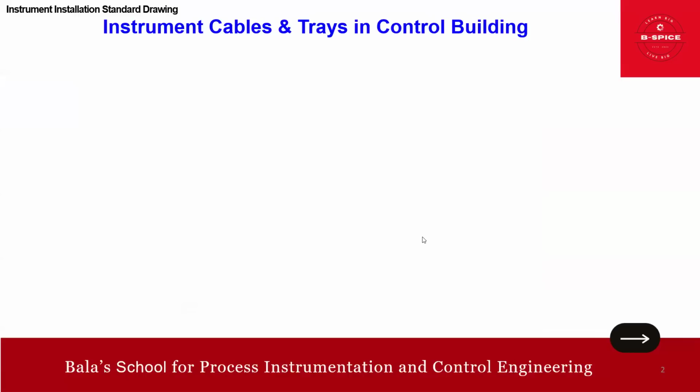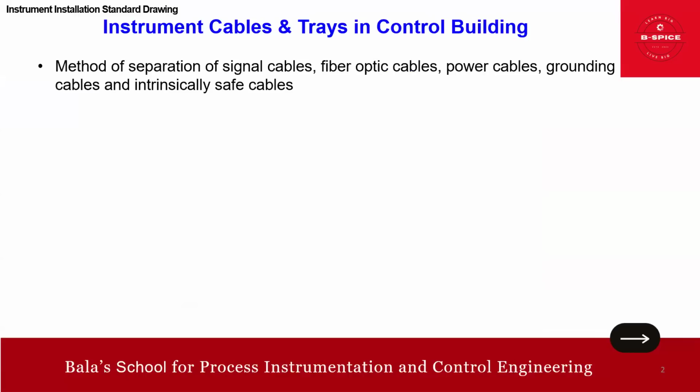Now, what are all the aspects we should focus on? First, we need to come out with the method for separation of cable: signal cable, fiber optic cable, power cable, grounding cable, intrinsically safe cable. Meaning for signal cable, there are various levels of signal, so how are we segregating? Then signal cable and power cable, how we are routing. All those we need to take into account while preparing the typical drawing.